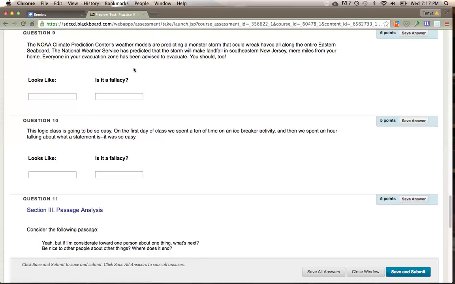Question 9. Okay, the NOAA Climate Prediction Center's weather models are predicting a monster storm that could wreak havoc all along the eastern seaboard. The National Weather Service has predicted that the storm will make landfall in southern New Jersey, mere miles from your home. Everyone in your evacuation zone has been advised to evacuate. You should too. Okay, start at the beginning.